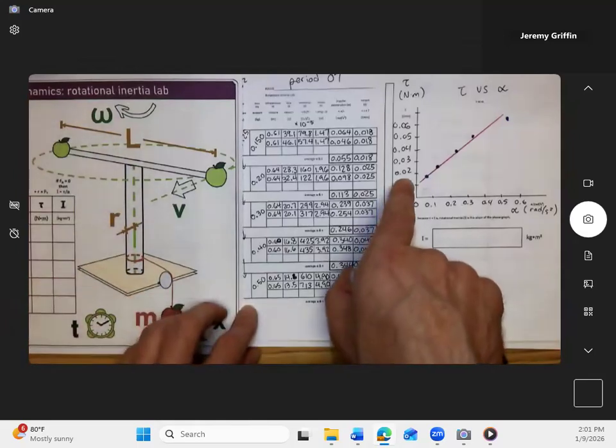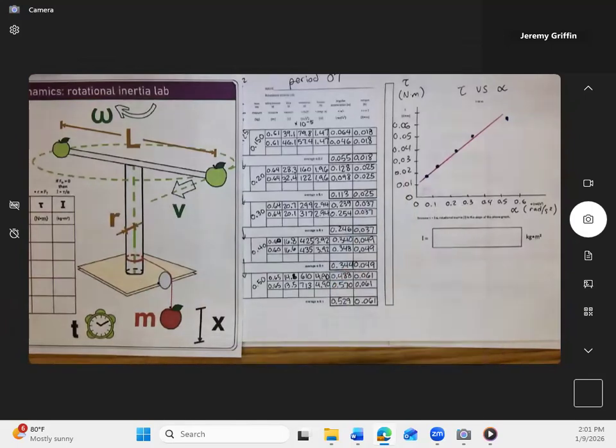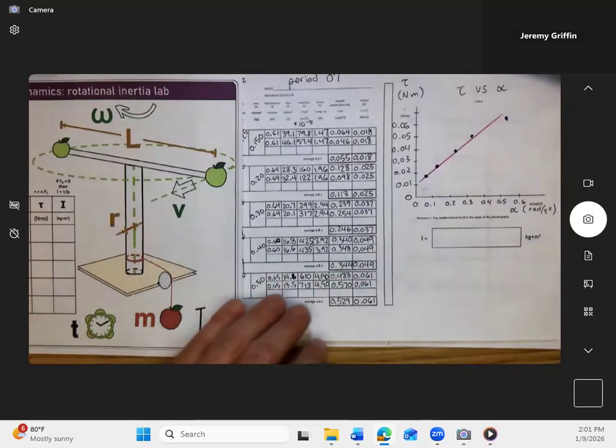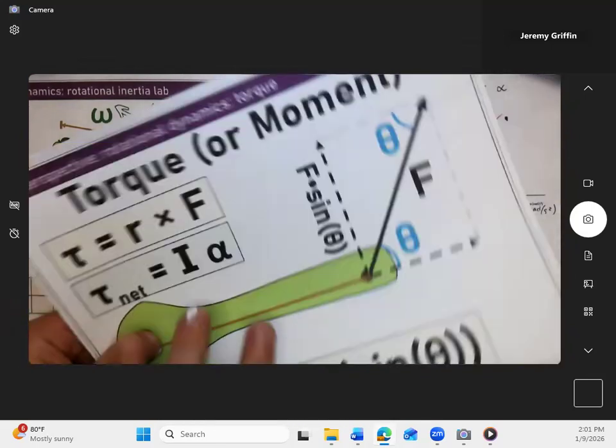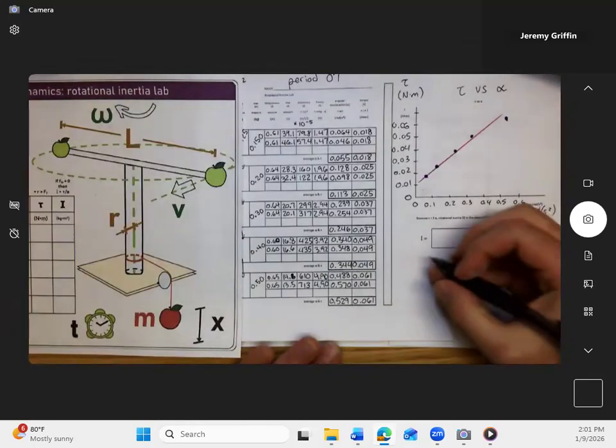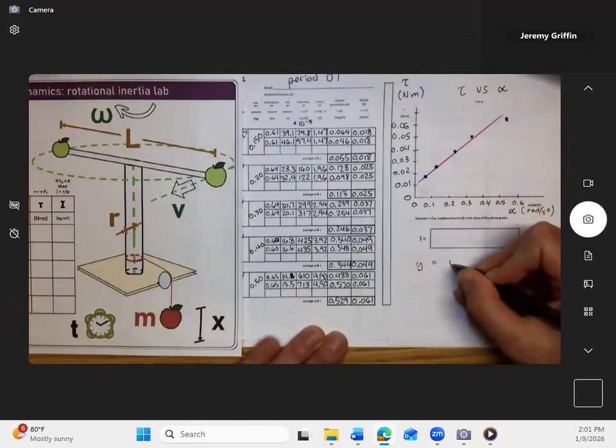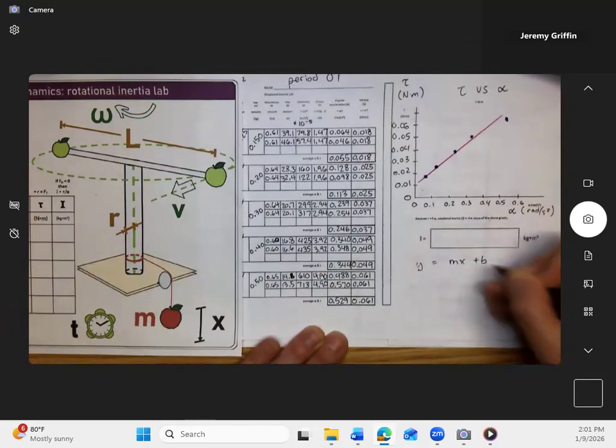Guys, this y-intercept here represents the frictional torque that you have to overcome before the system can start rotating at all. It's kind of like, if this is y equals mx, it's really y equals mx plus b. So it's y equals mx plus b, straight from an algebra class.